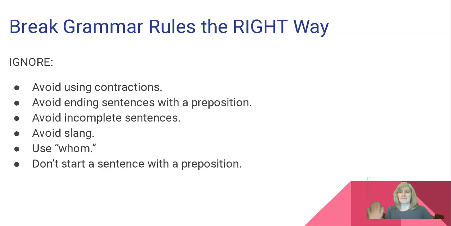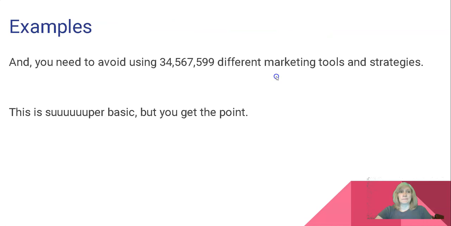Another thing, you can do it or not. It's not a big deal if you don't do it. So let's do some examples of breaking grammar rules. And you need to avoid using 34,567,599 different marketing tools and strategies. As you can see, this starts out with and.